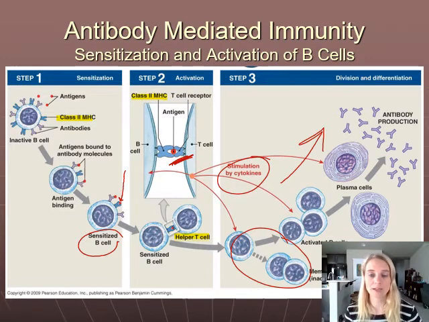Once the activated B cells convert to plasma cells, they start pumping out all these antibodies and they just get dumped into the fluids. That's why it's called humoral immunity, because humors are your fluids, or antibody mediated, because the antibodies go all over your body. So that's how we sensitize and activate B cells via the helper Ts that recognize and release these cytokines and convert those activated B cells into plasma cells, which are antibody factories.